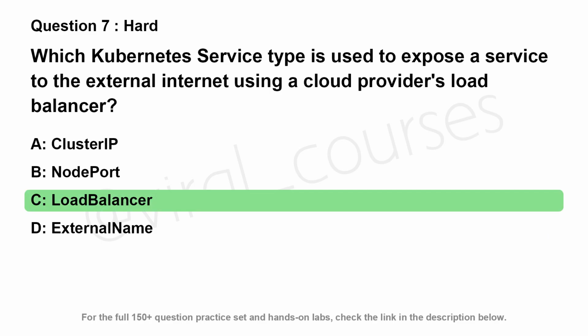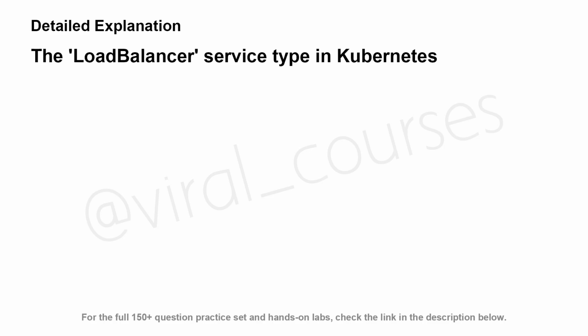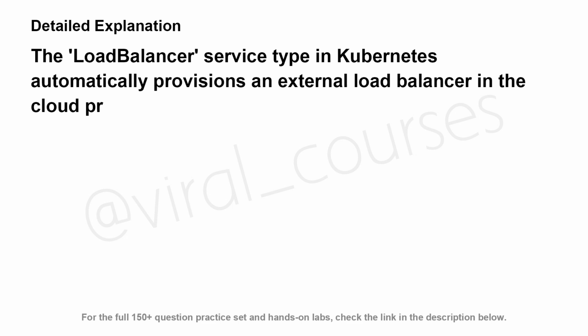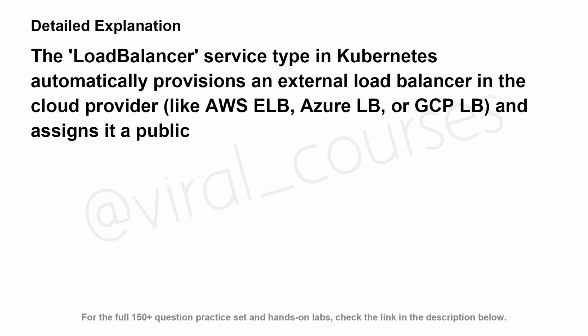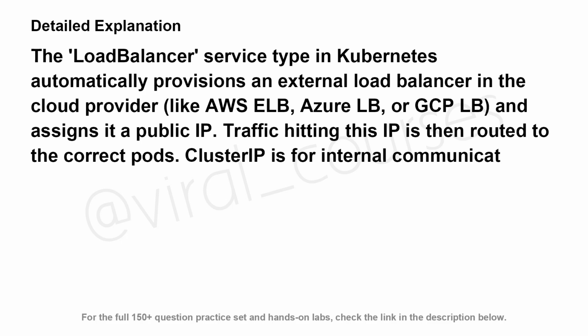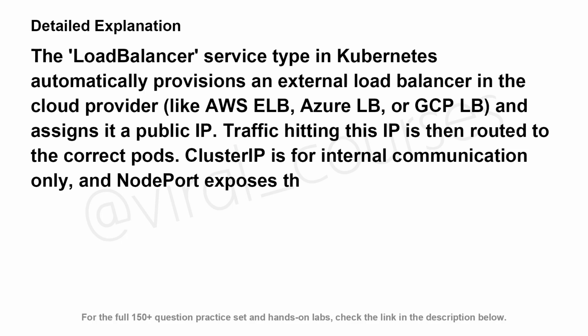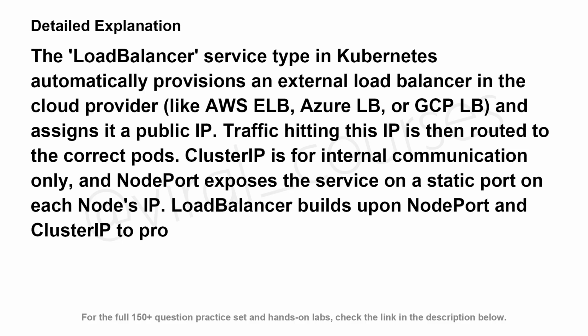The correct answer is C. The load balancer service type in Kubernetes automatically provisions an external load balancer in the cloud provider, like AWS ELB, Azure LB, or GCP LB, and assigns it a public IP. Traffic hitting this IP is then routed to the correct pods. Cluster IP is for internal communication only, and node port exposes the service on a static port on each node's IP. Load balancer builds upon node port and cluster IP to provide a public entry point.